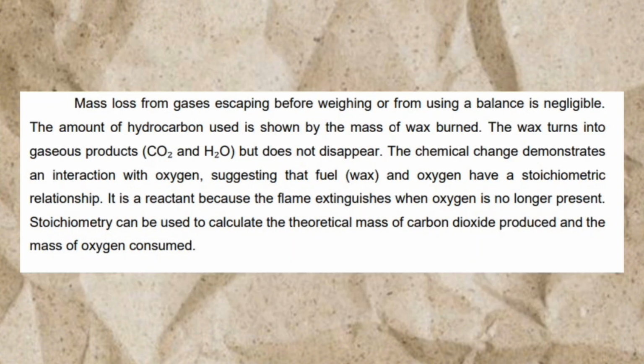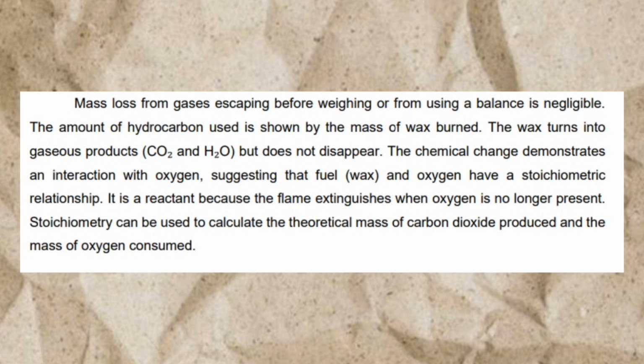Mass loss from gases escaping before weighing is negligible when using a balance. The amount of hydrocarbon used is shown by the mass of wax burned. The wax turns into gaseous products, which are CO2 and H2O, but does not disappear. The chemical change demonstrates an interaction with oxygen, suggesting that the fuel, which is wax, and oxygen have a stoichiometric relationship.